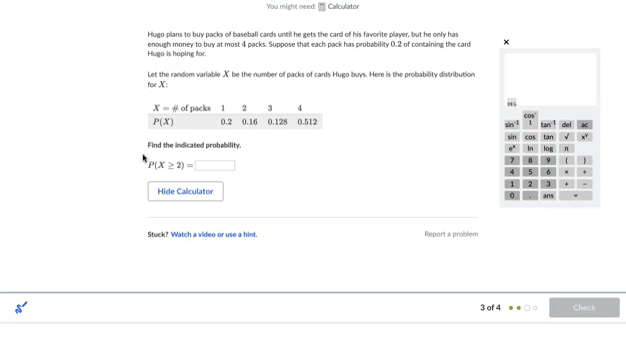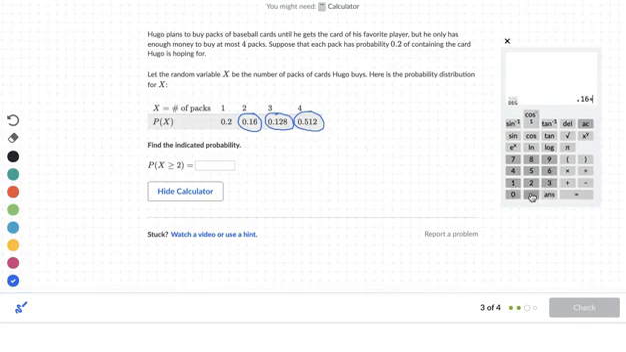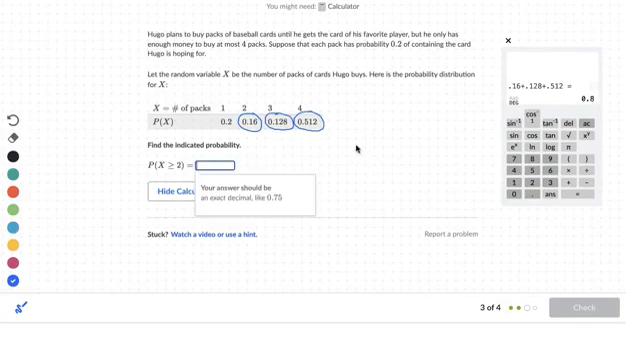Find the indicated probability. So we are wondering what the probability is that x is greater than or equal to 2. Well, that includes 2, because x can equal 2, that's included here. Or it could include 3 or 4. So to find the probability that x is greater than or equal to 2, I need to add these 3 probabilities. So we get a probability of 0.8.